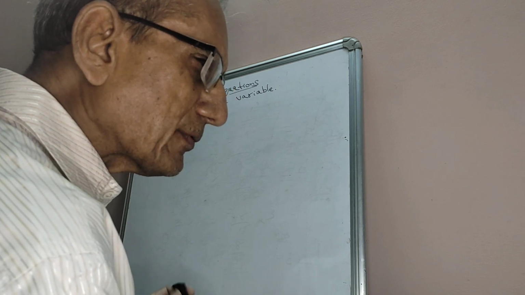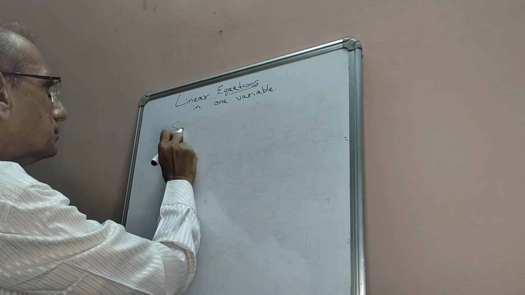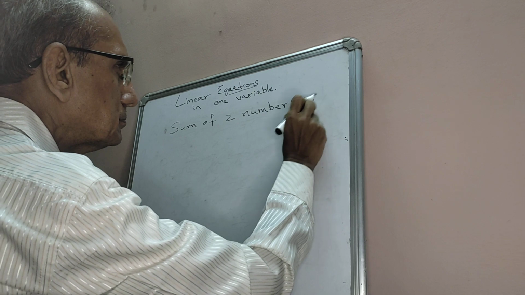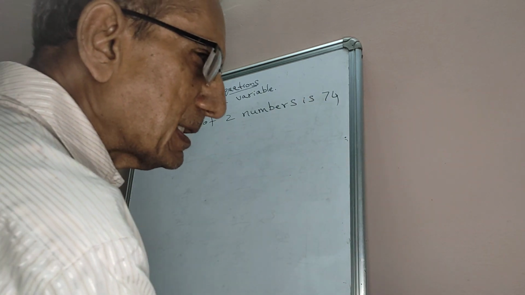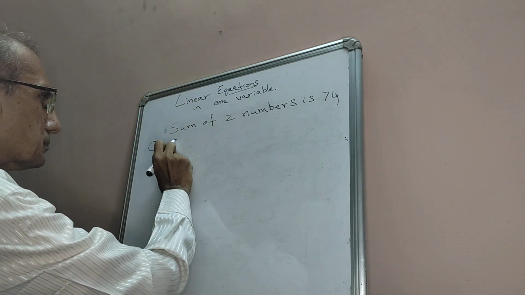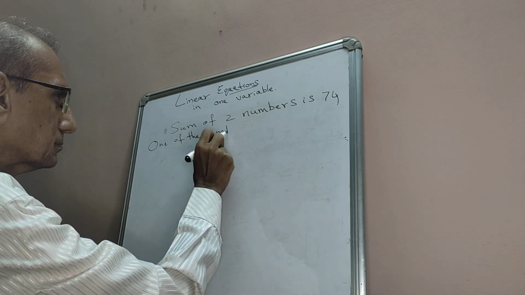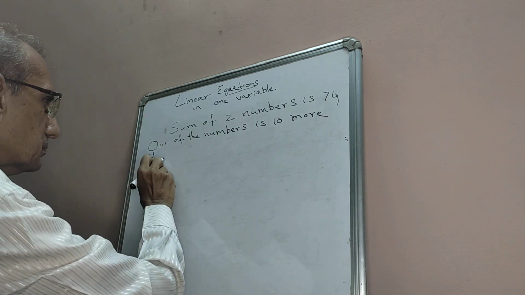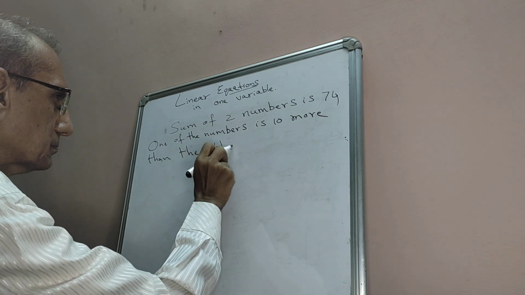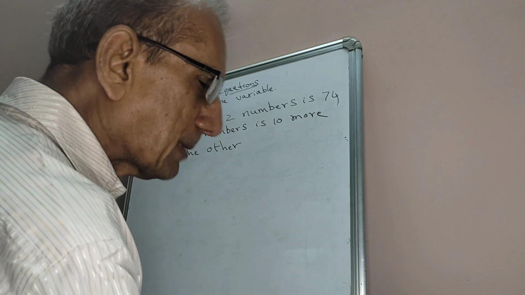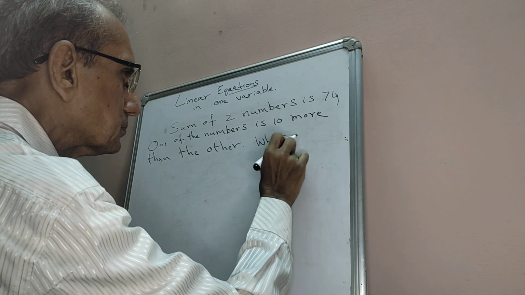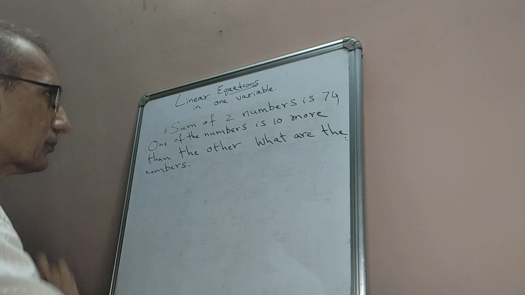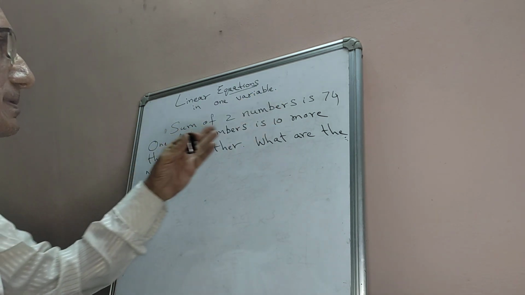Now, we'll take applications of these. Supposing I give you the sum of two numbers is 74. One of the numbers is 10 more than the other. Now what are the numbers? Now how do you solve this? He says the sum of two numbers is 74. One of the numbers is 10 more, so one number is given to you.